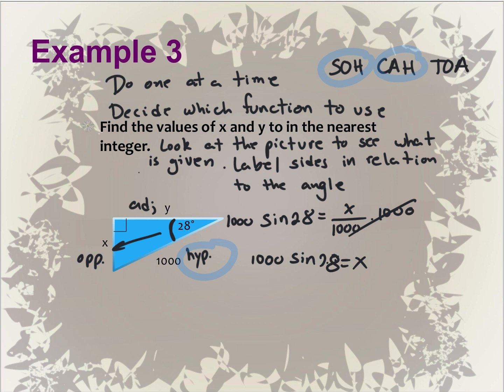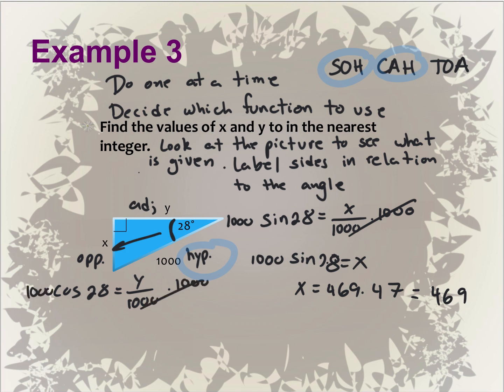And that's going to give me that x is equal to 469.47. Or we can leave it rounded as 469. Now, in order to find y, I'm going to do the same thing. The y is adjacent to the angle. So I'm going to go ahead and choose the cosine of 28 equals adjacent over hypotenuse. I'm going to do the exact same thing, multiply by 1,000. So I'm left with 1,000 cosine 28 is equal to y.